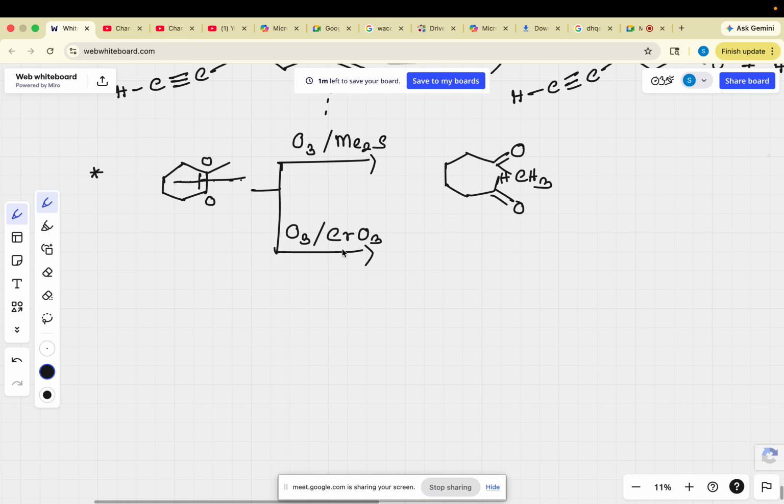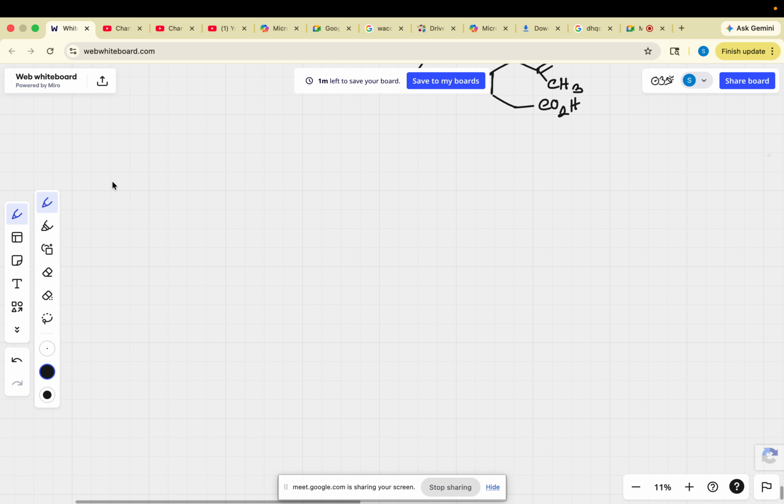If you use this O3/CrO3, is this reductive or oxidative? Oxidative. So that means the above part you will get ketone. Now the down part, you don't write aldehyde only. This part you have to write like this, CO2H, because the CHO group will convert to CO2H. Clear? Yes, sir. Now this question do by yourself.